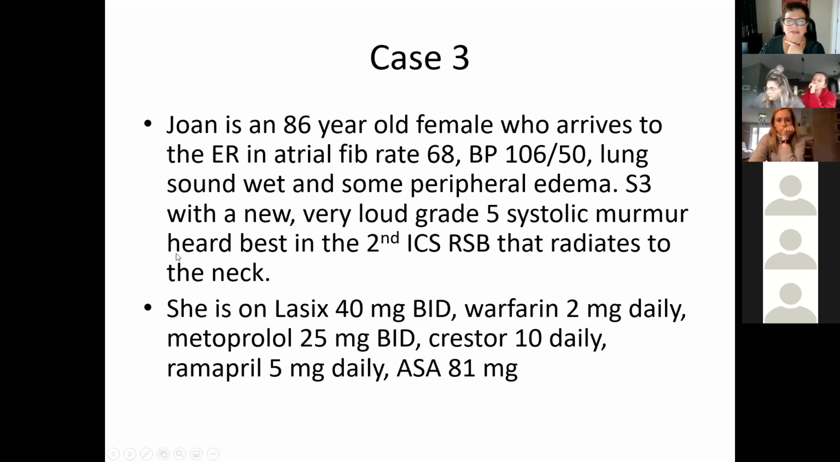So here she is, a new grade 5 systolic murmur. So SASMR and ASMR should be going through your brain. And I hear it in the second intercostal space, right sternal border. There's only one area that I listen to heart sounds on the right.